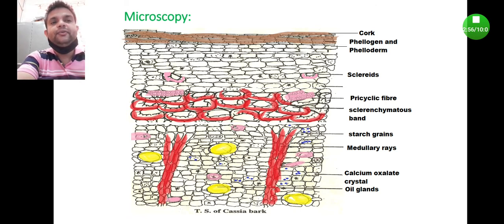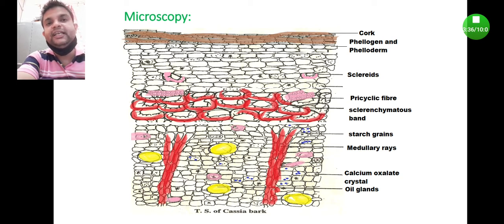Then followed by that, you will find the scleroid cell. It is present individually or in a group. Now below that, this part is known as the cortex region. You will find a very distinct pink colored zone upon staining with phloroglucinol and HCl in 1:1 ratio. This pink band is known as the sclerenchymatous band or stone cell layer band. So what is a stone cell? It is a parenchyma cell which is brick shaped with U-shaped thickening.